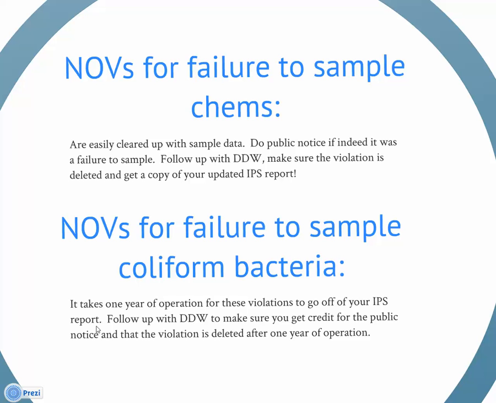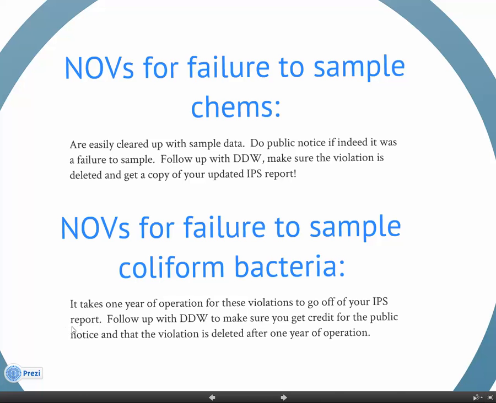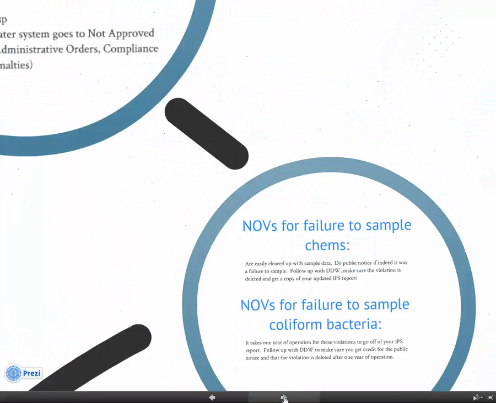So you can see how if you're a seasonal system, it's very important that you avoid, if at all possible, any failure to sample violations for your coliform bacteria requirement, because it just takes a lot longer to recover from that. And again, like with the chemical violations, follow up with our office to make sure you get credit for doing your public notice and that the violation is indeed deleted after 1 year of operation. So just keep us on our toes and make sure we're doing our job correctly. There's no harm in that.